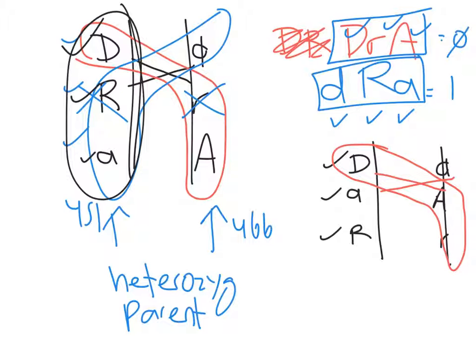So what we would get at the end of this is an uppercase T, an uppercase A, and a lowercase r. And if a single crossing over event happened again at that position, we would get a lowercase t, a lowercase a, and an uppercase r.